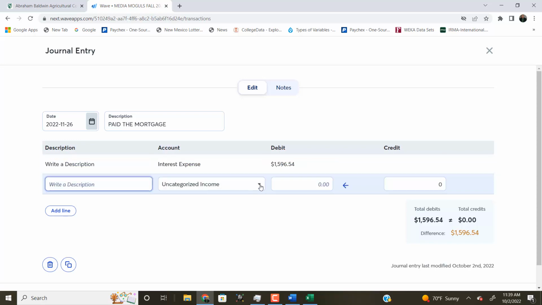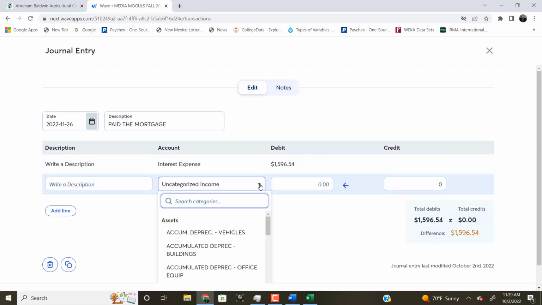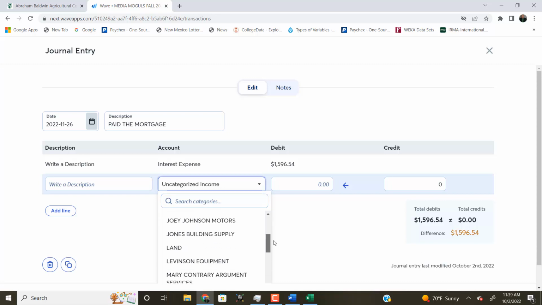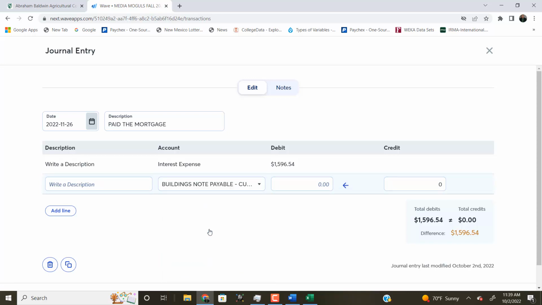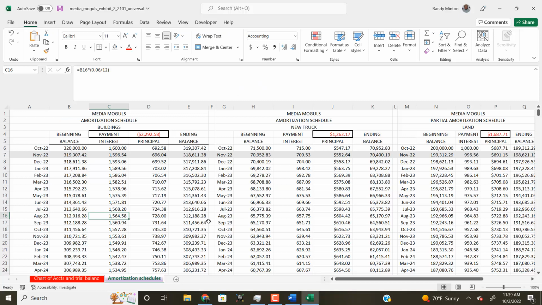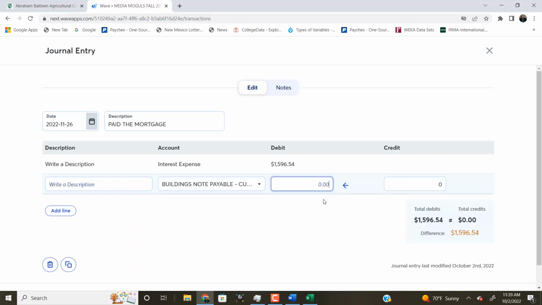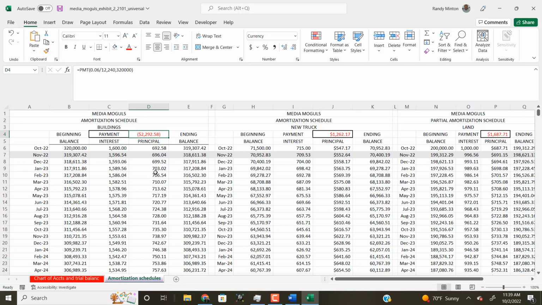The next one is to get rid of the current notes payable for that. That is for the month of November. So you're looking for buildings note payable current. Go back over and find that number, 696.04. Now, if you've done it right, this number right here, this 2292.58, will be equal to this number right here, the 2292.58. That's your actual payment.